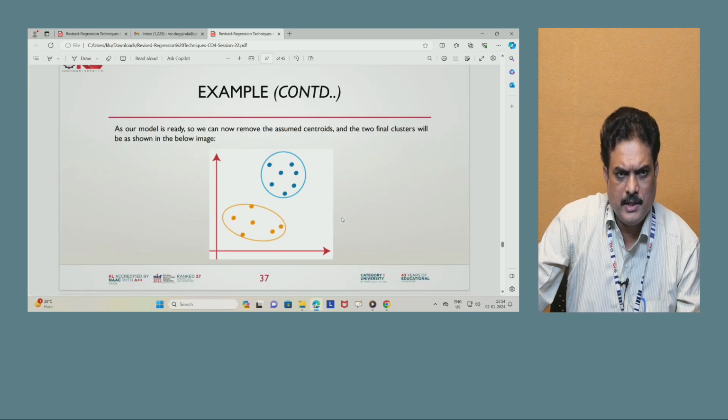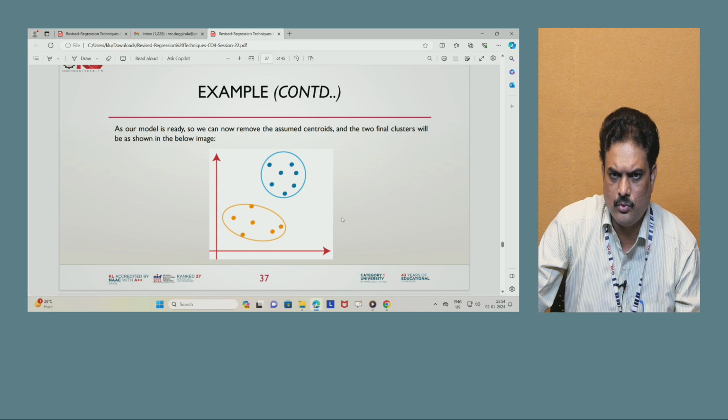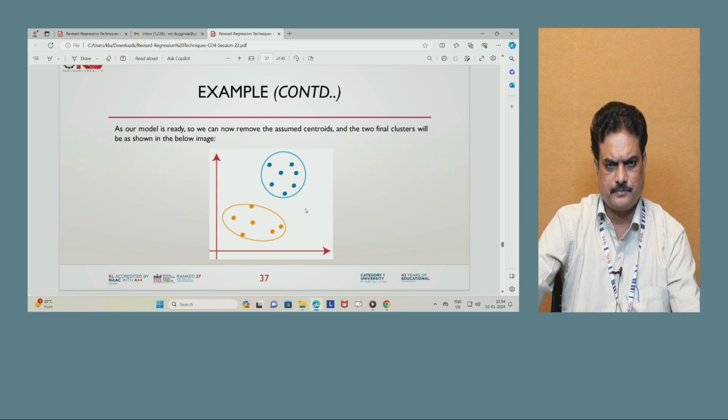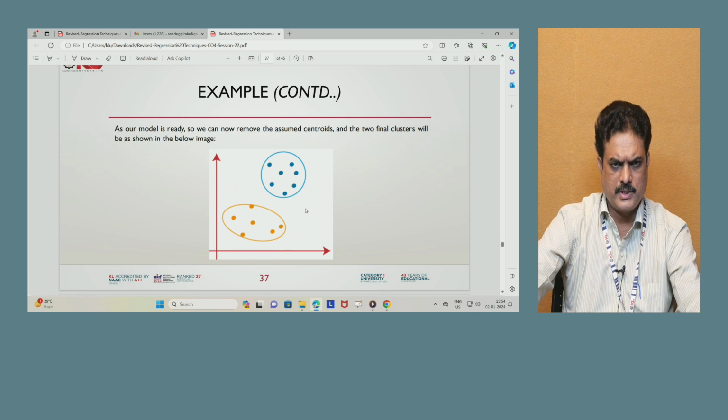As our model is ready, we can now remove the assumed centroids, and the two final clusters will be as shown in the below image. So here we can see two clusters. One cluster is blue, the other cluster is orange.